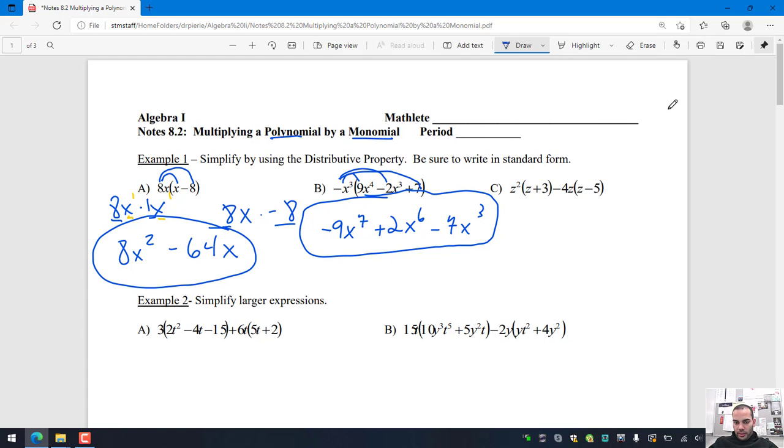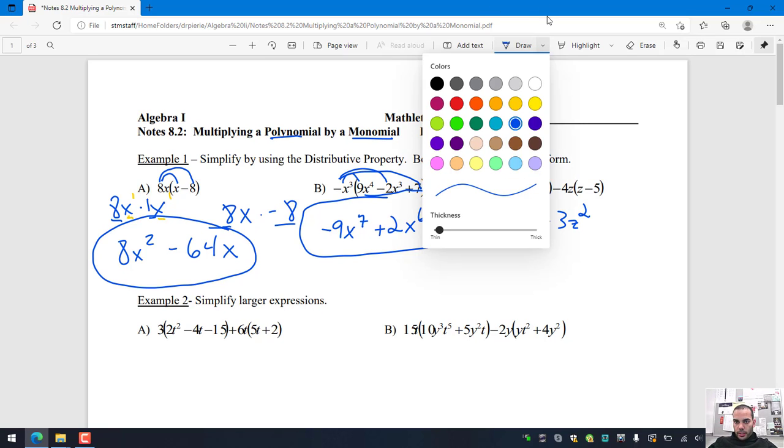For the last one, it looks like it's kind of two questions squeezed together. I've got z squared times the quantity z plus 3 minus 4z times the quantity z minus 5. So this is two separate distributive property questions. We'll take it one step at a time. I got z squared times z, and I got z squared times positive 3. z squared times z, remember there's an imaginary 1 up here. z squared times z to the first, add the exponents, should have z to the third. Then I've got z squared times plus 3, should be just plus 3z squared.